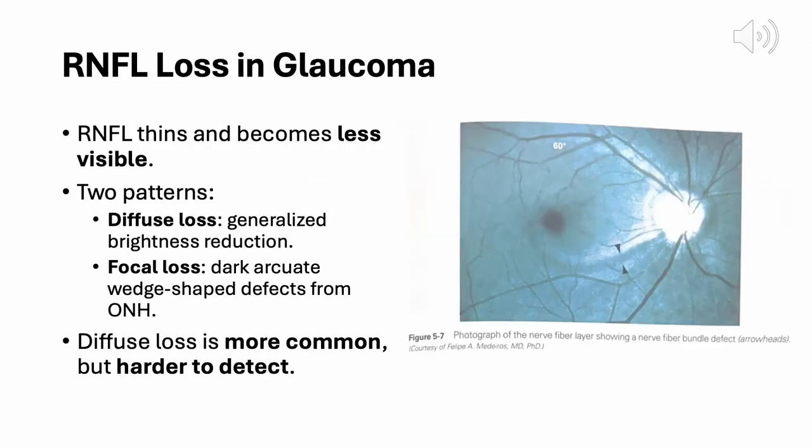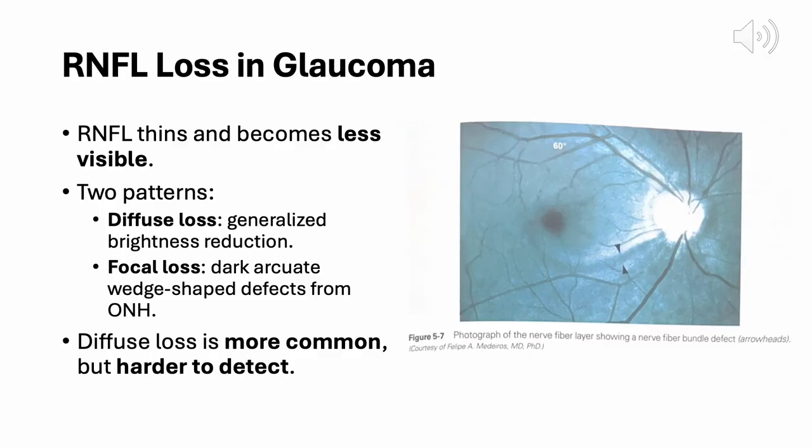When glaucoma affects the RNFL, those fine, bright striations we just talked about begin to fade. The RNFL thins and becomes less visible under red-free illumination. This thinning can follow two distinct patterns. Diffuse RNFL loss appears as a generalized reduction in brightness. Everything looks a bit dimmer, but because there's no sharp contrast, it can be subtle and easy to overlook, despite being the more common form.